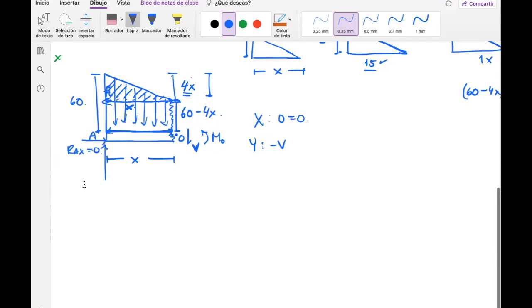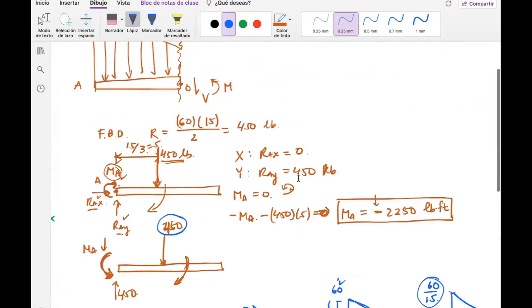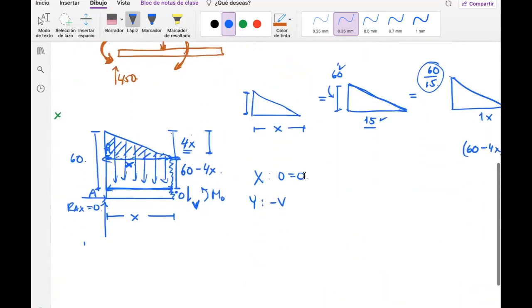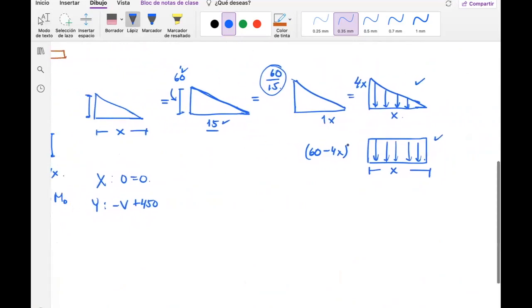There is a guy here that amounts to, okay, let me just see, 450. So there's a guy going up there that is 450. Oh, okay, you got it. So plus 450, and there are a bunch of guys going down, and this bunch of guys is due to this triangle and due to this rectangle. Let's just go with the rectangle, which is easier. So hopefully you can remember how to get the resultant out of this distributed load, the rectangular distributed load.